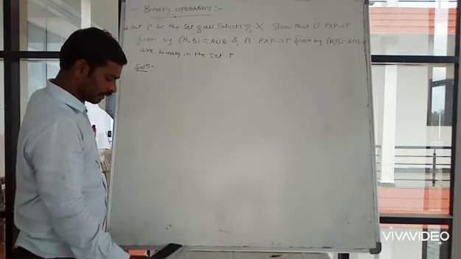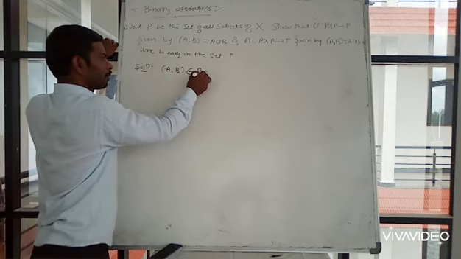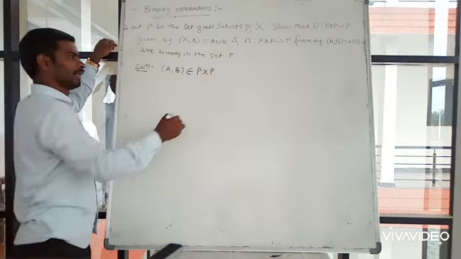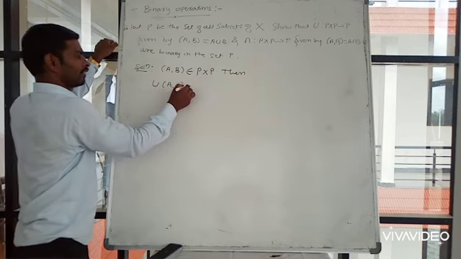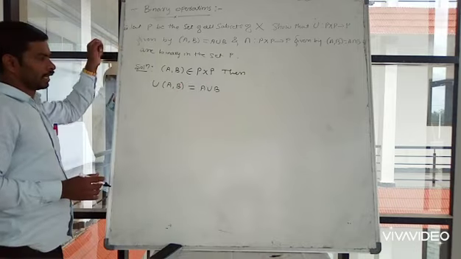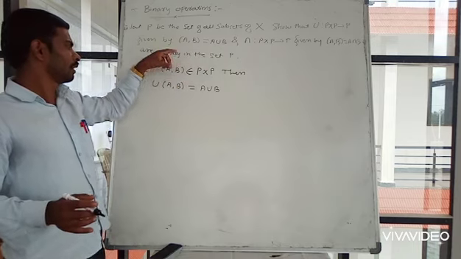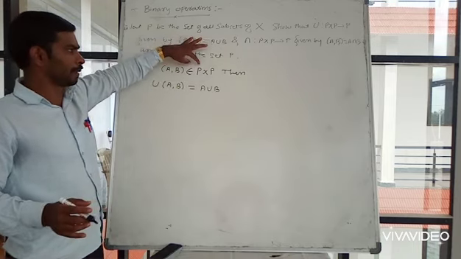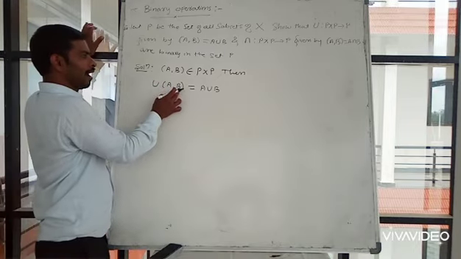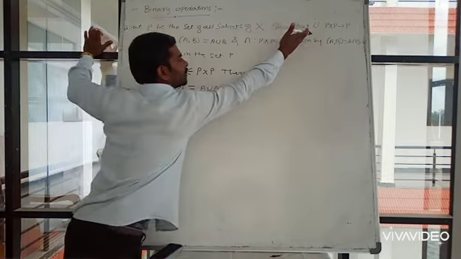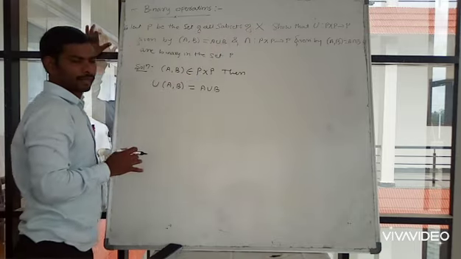Here, the solution is that if you consider A comma B any element of P cross P, any ordered element of P cross P, then the operation union on this ordered pair A comma B is defined as A union B. Union on each ordered pair of this Cartesian product is defined as A union B. The operation is the same. Here, A and B are any subsets which are present in P cross P. A and B are all subsets of the set capital X, right?